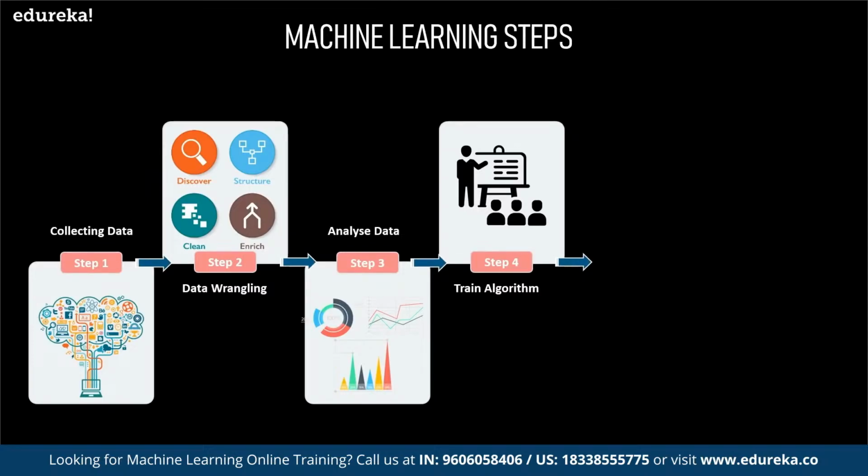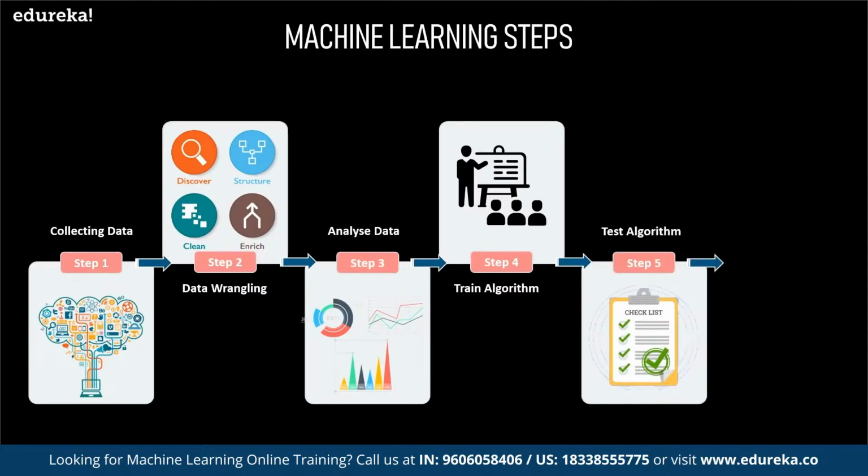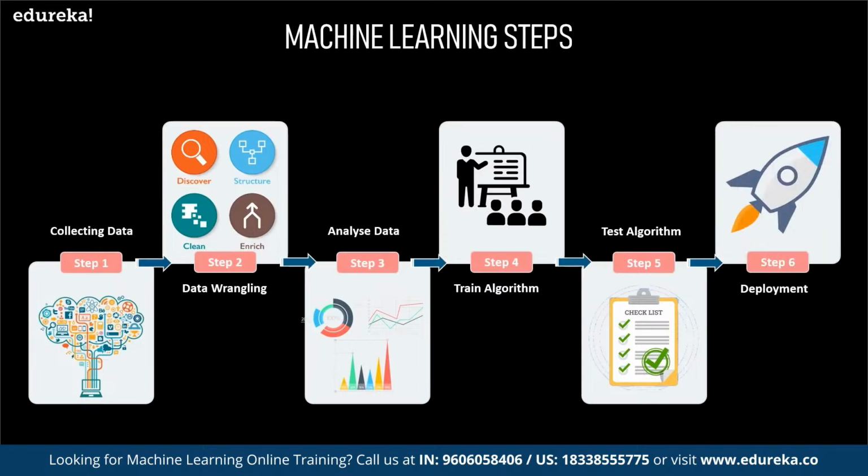Now, after training the algorithm, next comes testing. The testing dataset determines the accuracy of the model. Now, if the speed and the accuracy of the model are acceptable, then the model should be deployed in the real system. After the model is deployed, based upon its performance, the model is updated and improved. And if there's a dip in the performance, the model is retrained.